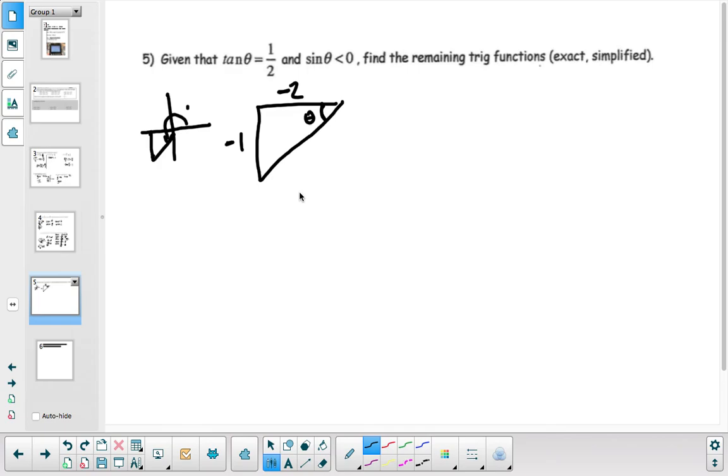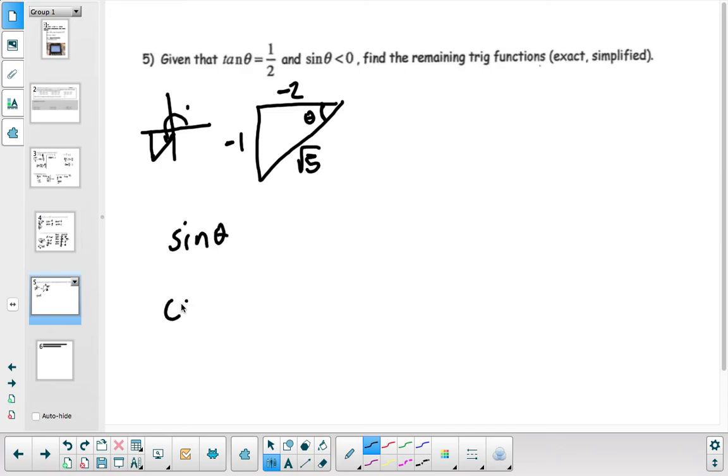Hypotenuse is always going to be positive because it's a distance. It's from the point to 0, 0. It also helps keep everything else the correct sign. So hypotenuse should always be positive. Our height and our base of our triangle can be negative in these scenarios. 1 squared plus 2 squared is 5. Square root of that. So we're working with this set of numbers, and we're just going to use these for all of our trig functions.